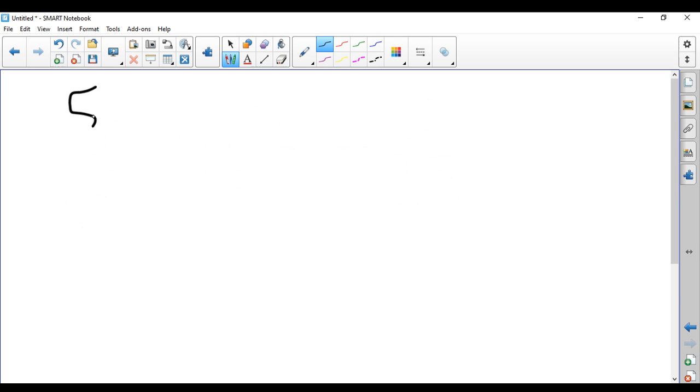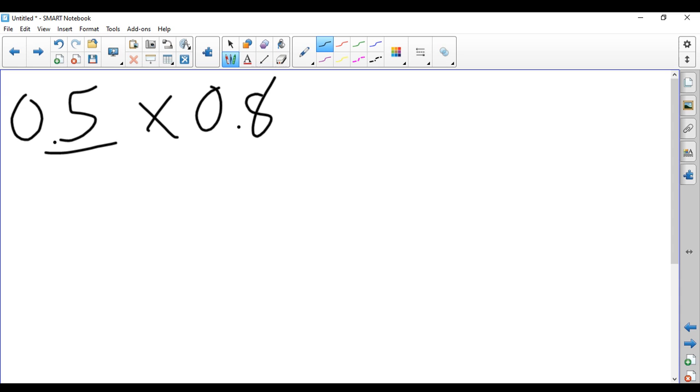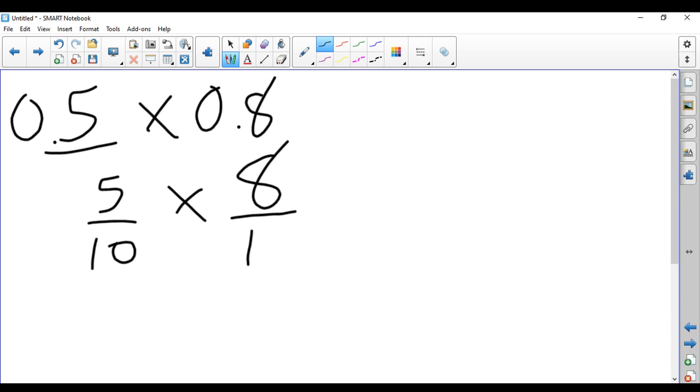I have 0.5 times 0.8. I want to convert them to fractions. I don't want to think of them as whole numbers because that's where you're going to forget where to put your decimal. If you want to try it, okay, but I would rather you try and convert it to fractions. So let's do 5/10 times 8/10, 40.